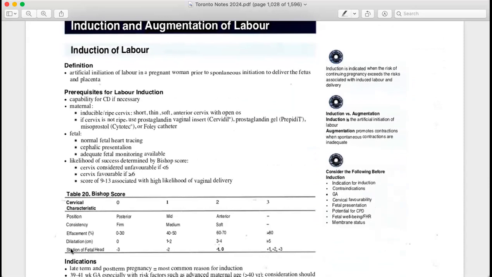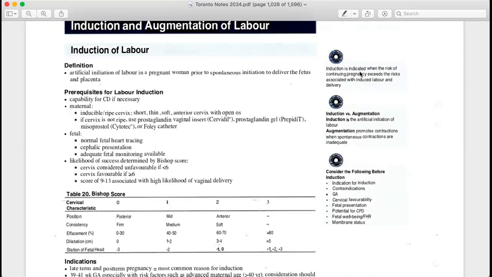As for the cervical characteristics, what are those 5 characteristics that you will assess in the induction of labor? That's what they can ask in the CDM, where you have to write it down, and in the MCQs, where you have to choose from the options. Position, consistency, effacement, dilation, and the station of the fetal head. So you need to do these.